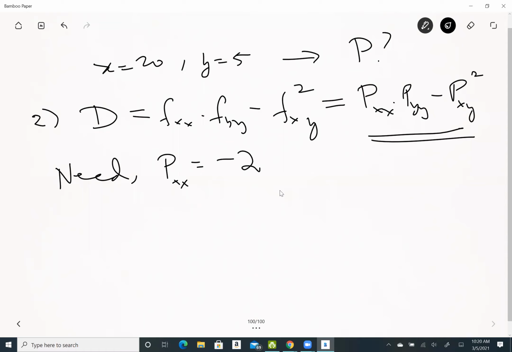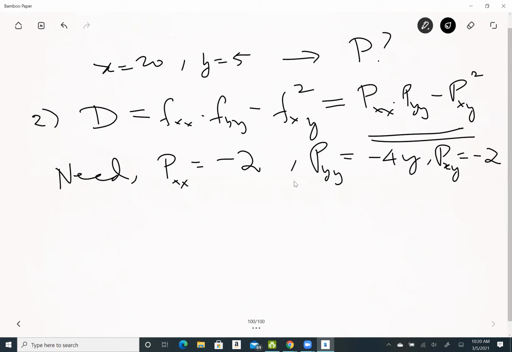And then we need pyy. What is py? What do you get? Negative 4y. All right. And then we need pxy. Pxy, the derivative of px with respect to y, you will get negative 2.